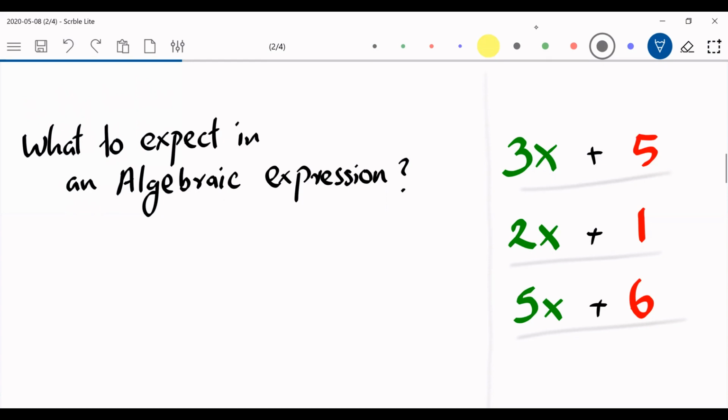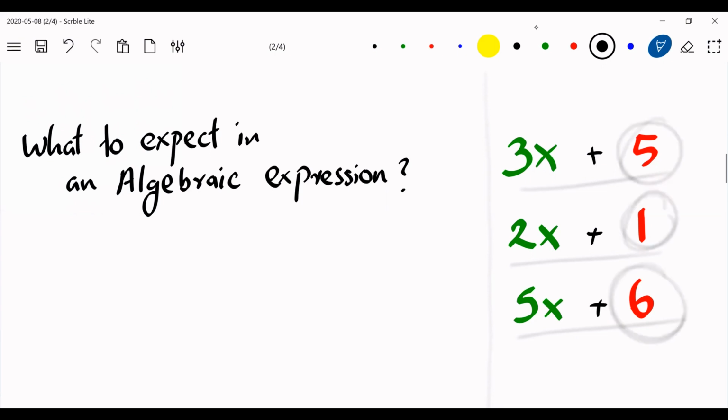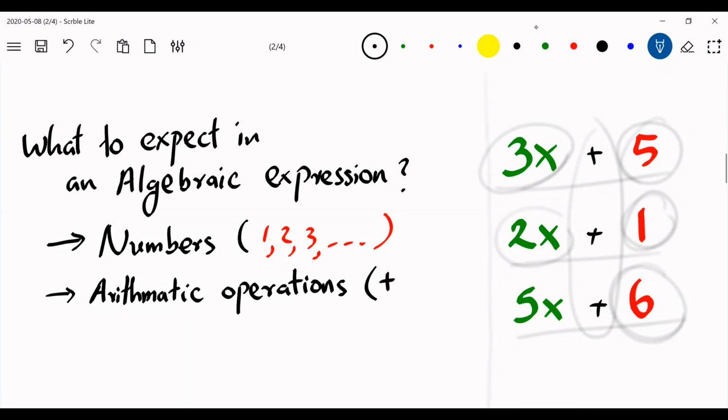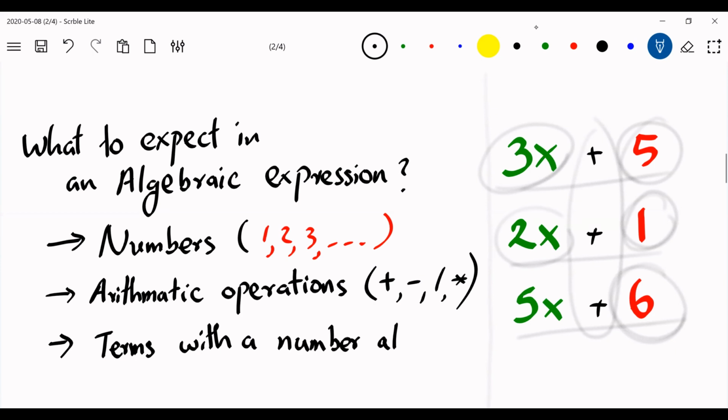So in any kind of algebraic expression, we can expect numbers, just numbers, to be in it, and some arithmetic operations like the plus sign, the minus sign, and also some terms which attach to an English letter like 3x or 2x. So we can expect in an algebraic expression numbers like 1, 2, 3 to infinity, any big number it can be. And then secondly, arithmetic operations like plus sign, minus sign, and division or multiplication. We can expect any of them. And also we can expect some terms with a number attached to an English letter, for example, 3x or 2x or 5x.